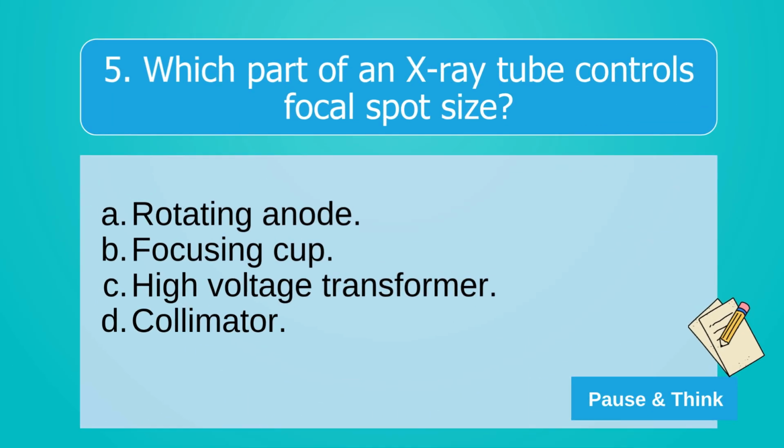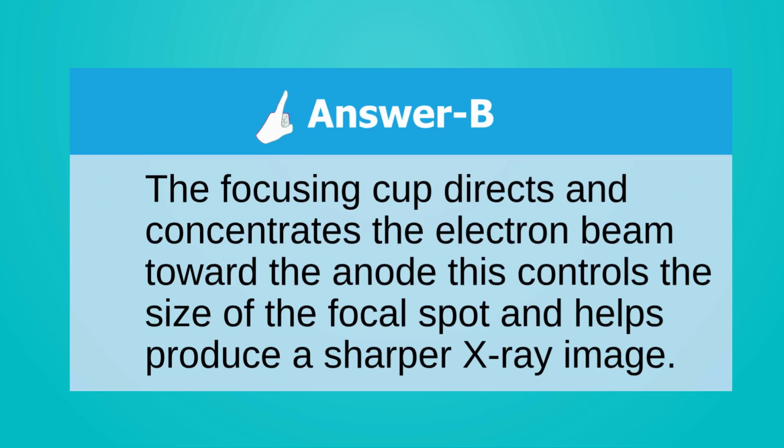Question 5. Which part of an X-ray tube controls focal spot size? Option A, focusing cup. B, high voltage transformer. C, rotating anode. D, collimator. The correct answer is option B. The focusing cup directs and concentrates the electron beam toward the anode. This controls the size of the focal spot and helps produce a sharper X-ray image.